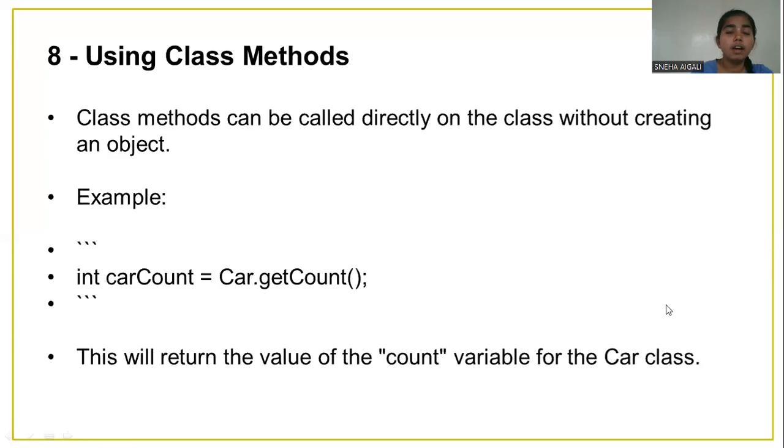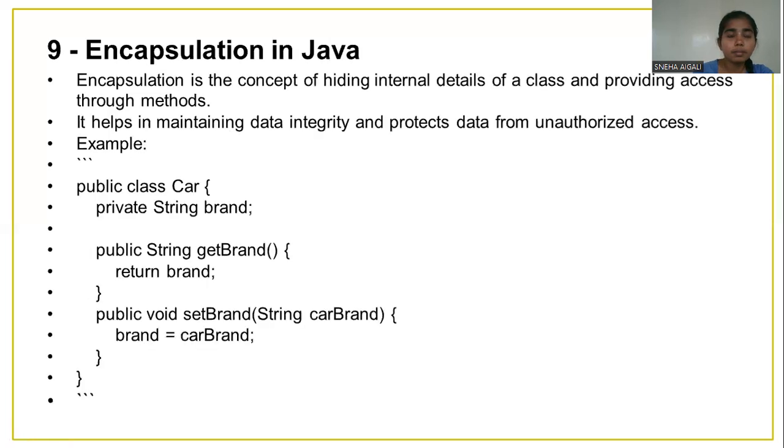Now here we have how to use the class methods. Class methods can be directly called on the class without creating an object. That is, to use a class, there is no necessity for the presence of an object. For example, here we have int carCount = Car.getCount(). This will return the value of the count variable for the class Car.